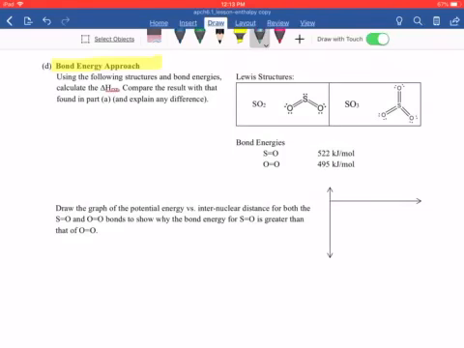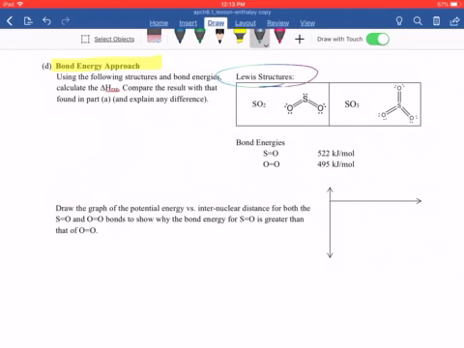All right, and then for the fourth approach, bond energy approach, we need to make sure that we draw out the Lewis structures. If this was a free response question, part A or B would probably be to draw out that Lewis structure. So make sure you review how to draw out Lewis structures. It says, using the following structures and bond enthalpies, calculate the delta H of reaction, so the enthalpy of reaction, and compare the result that you found in part A and explain any differences.